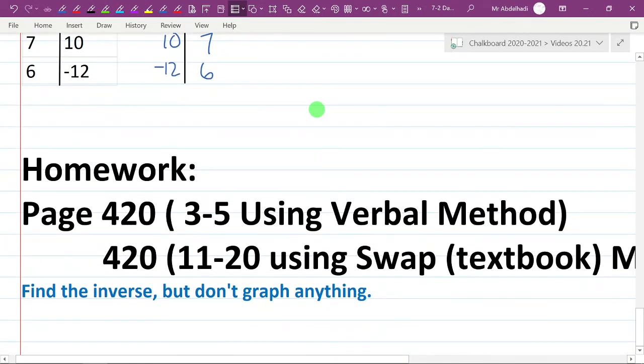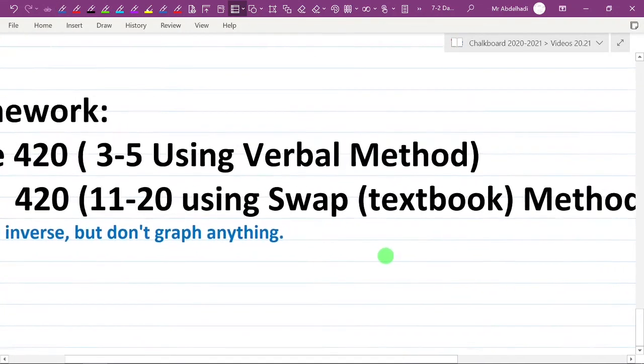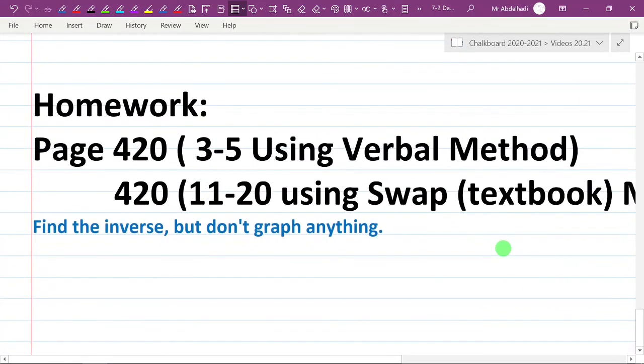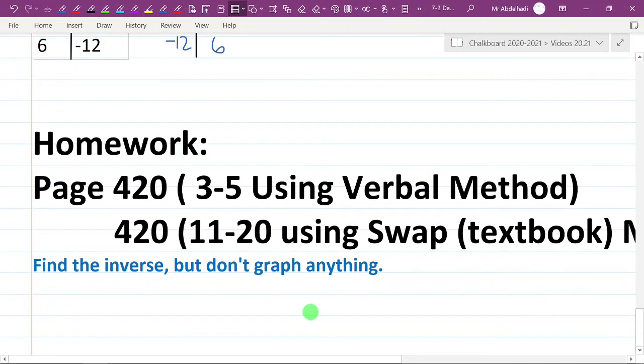You notice that some of the problems require the verbal method and some of them the swap method. Now in the assignment, it'll say find the inverse and then graph it. Don't graph anything because we're doing graphing in the next lesson. So for you guys, don't graph anything. Just find the inverse using the method indicated, and that's it.